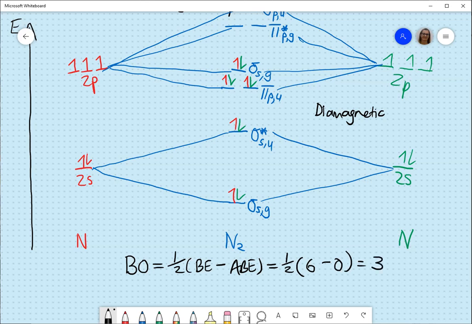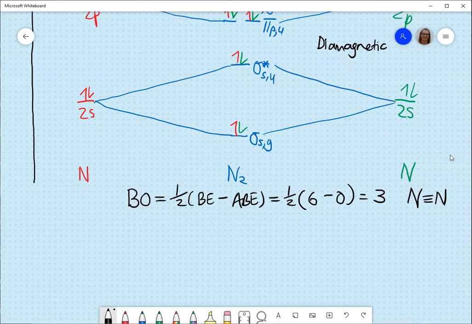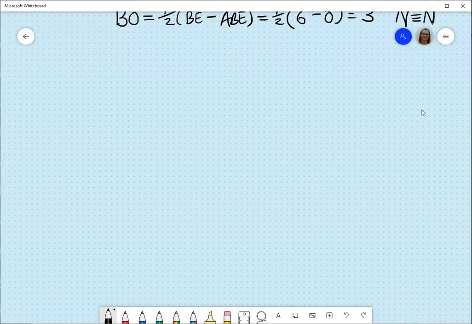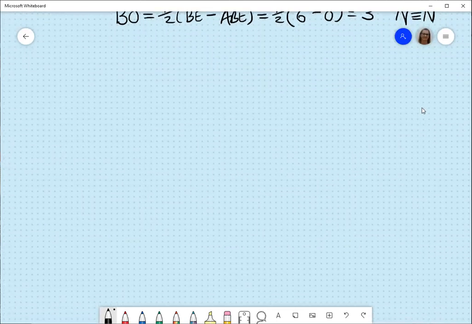The bond order actually tells us something about the Lewis structure, which if I draw this, will give you N triple bond N. And that's how we deal with the molecular orbital diagram for nitrogen. Okay, let me move up the screen and we'll do the next example, which will be for oxygen.